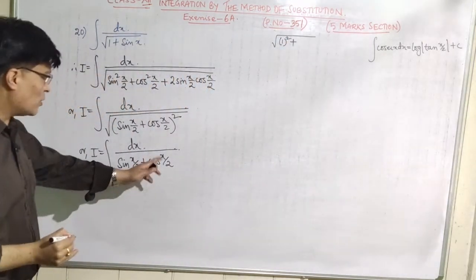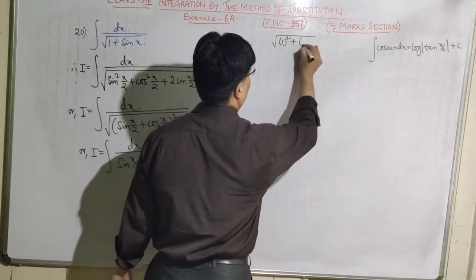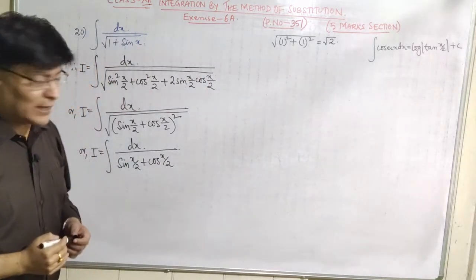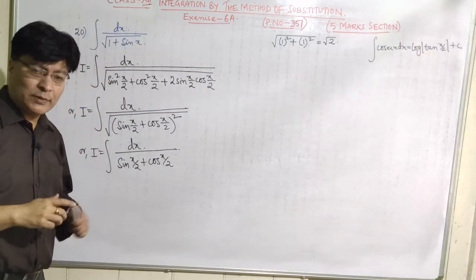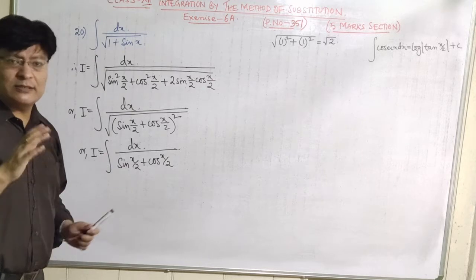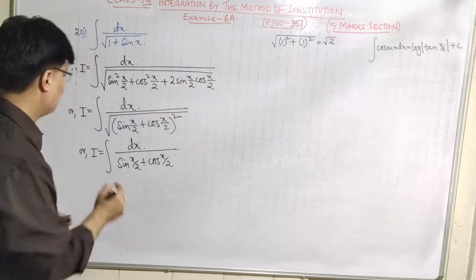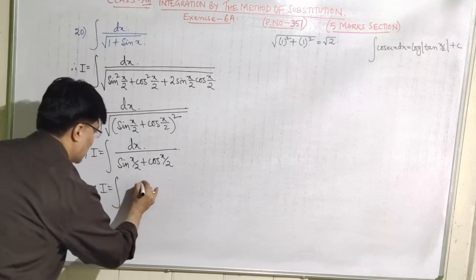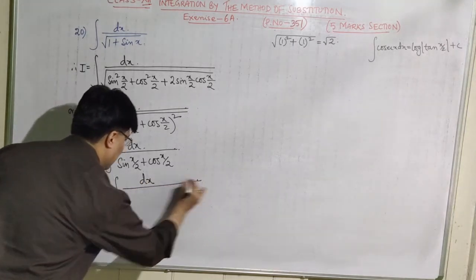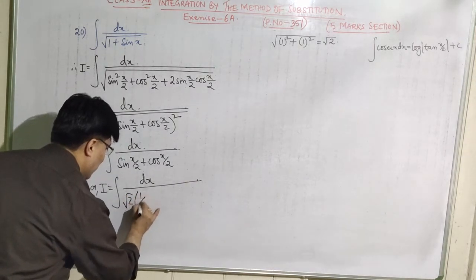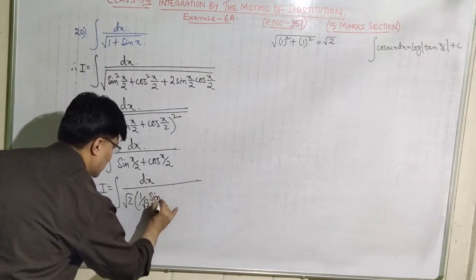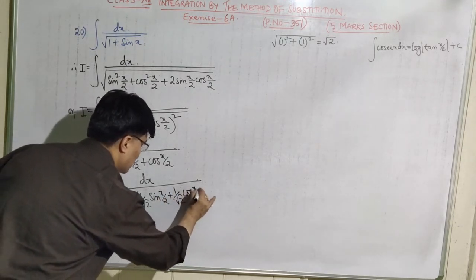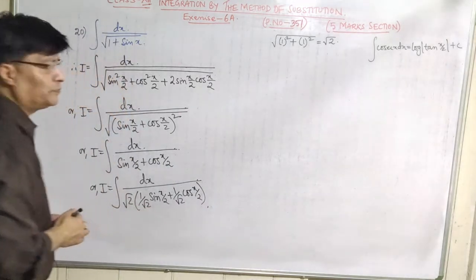Plus, what is the coefficient of cos x by 2? It is 1. So it is 1 whole square, which is equal to root 2. That means you have to multiply and divide the denominator by root 2. So let us write here, I is equal to integration of dx divided by root 2 within bracket 1 by root 2 sine x by 2 plus 1 by root 2 cos x by 2.